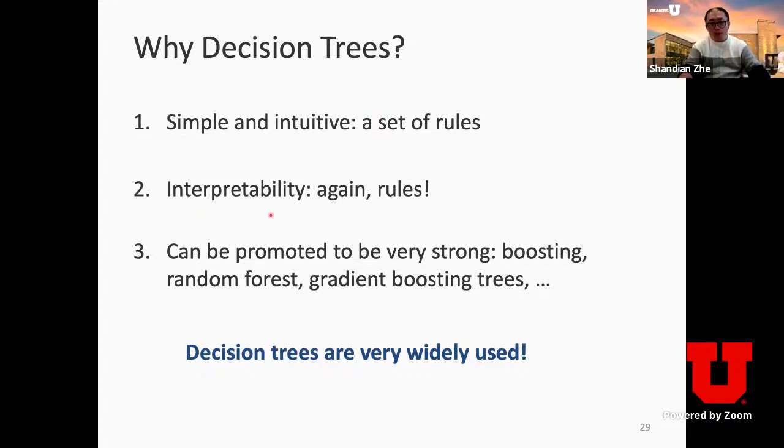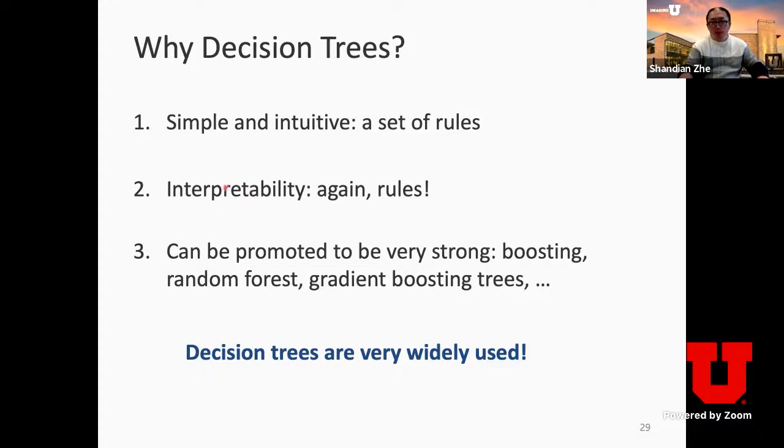And also, the rules are highly interpretable. I can output a decision tree as a set of rules, and you can check whether a rule is meaningful, whether it makes sense, and what kind of knowledge this rule reflects, which we may not have known. This is very important for knowledge management.